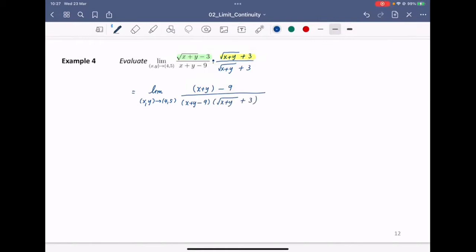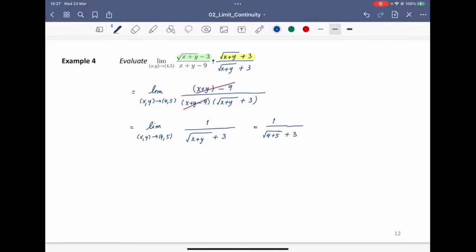And then you can see now, wow, x plus y minus 9, they're going to cancel. They cancel out, right? x plus y minus 9 on the top and bottom. These are the same thing, so they cancel out. Which is going to give you the limit as (x, y) goes to (4, 5) of 1 on the top over the square root of x plus y plus 3. And this is 1 over the square root of 4 plus 5, plus 3.